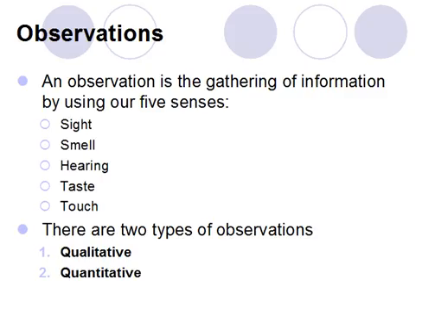An observation is gathering of information by using your senses, your sight, your smell, hearing, taste, touch, those things you learned about on the first day of kindergarten. There are two types of observations. These might be words that are new to you: qualitative observations and quantitative observations.